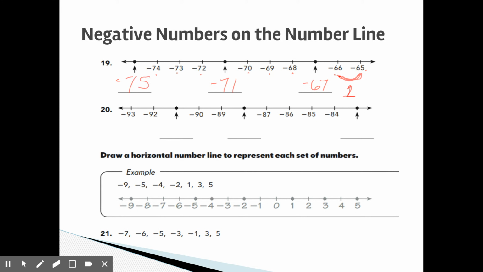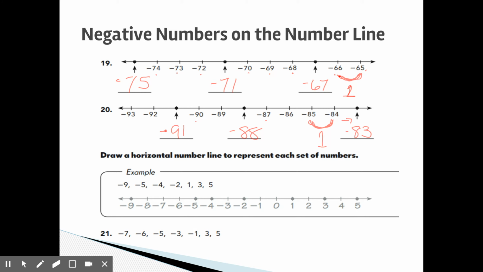Okay, and same thing here. We're going to look for an interval of two numbers next to each other. Negative 84 and negative 85. Again, that's just an interval of 1. So the number to the right of it would be one negative number less. So negative 83. Here, negative 87, negative 88. And negative 90 would move back to negative 91.